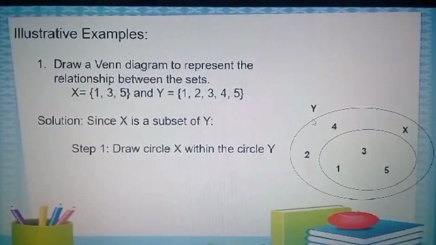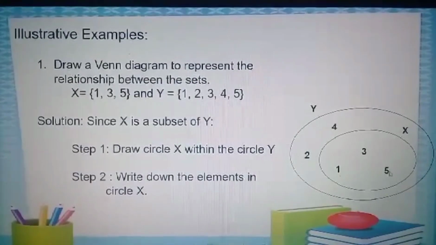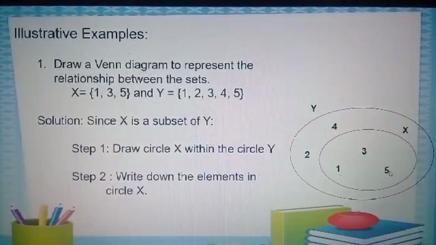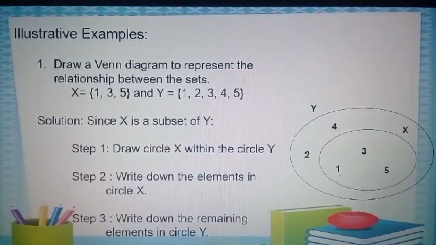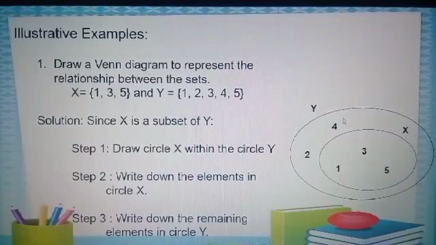Step 2. Write down the elements in circle X. 1, 3, and 5 are the elements of X. Step 3. Write down the remaining elements in circle Y. 2 and 4 are the remaining elements in Y.